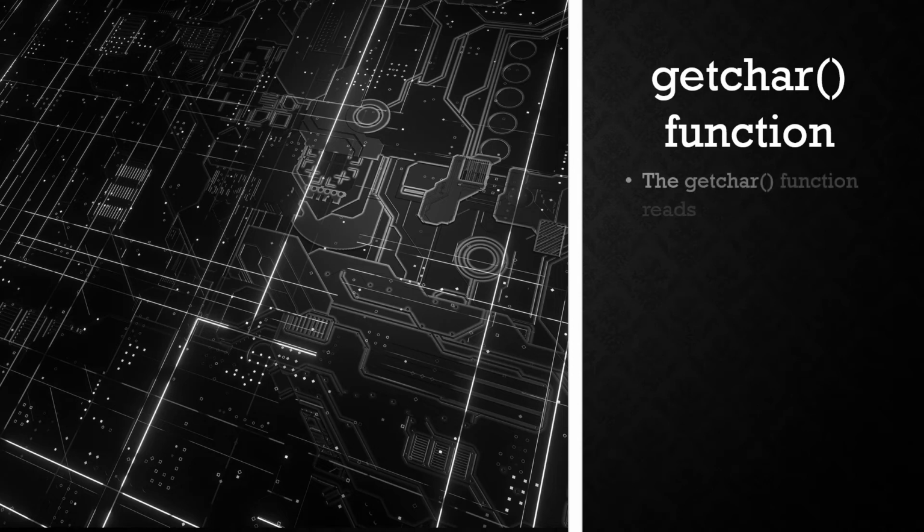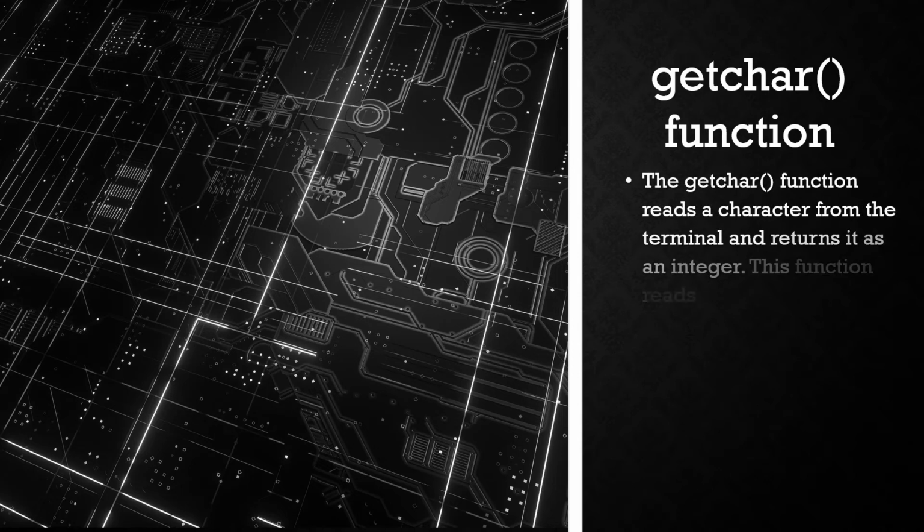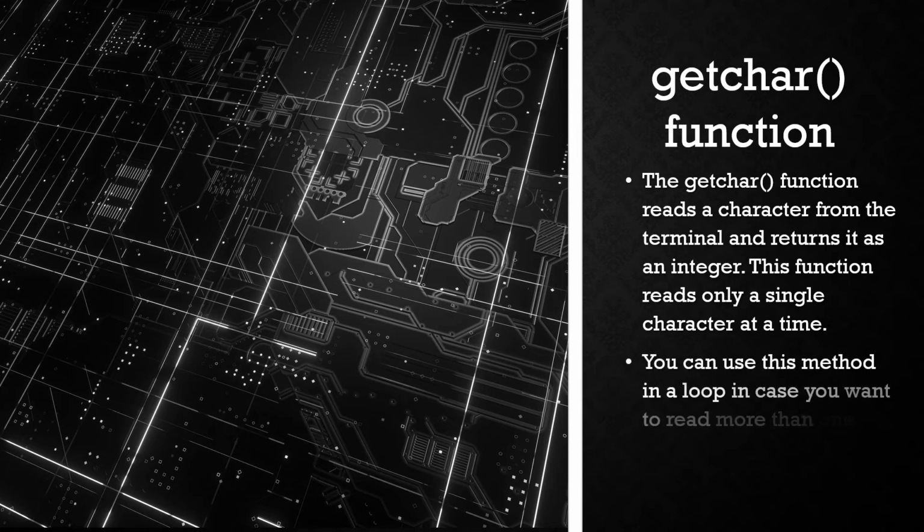Getchar function. The getchar function reads a character from the terminal and returns it as an integer. This function reads only a single character at a time. You can use this method in a loop in case you want to read more than one character.